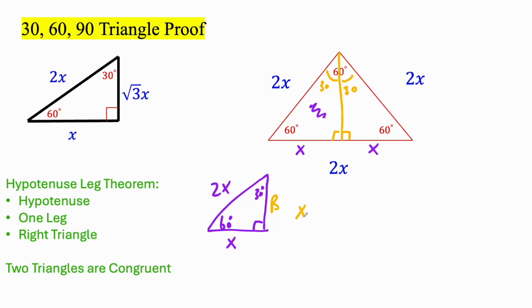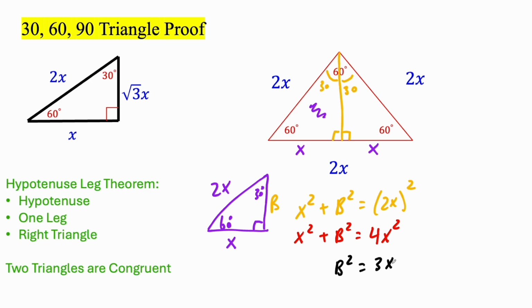Pythagorean theorem. So x squared plus b squared is equal to (2x) squared. And so we get x squared plus b squared is equal to 2 squared x squared. So 2 times 2 is 4, x times x is x squared. And so if we want to solve for b, minus x squared, and we would get b squared is equal to 3x squared. If you want to solve for b, square root on both sides. And so b is equal to the square root of 3 times the square root of x squared. And so b is equal to the square root of 3 times x.